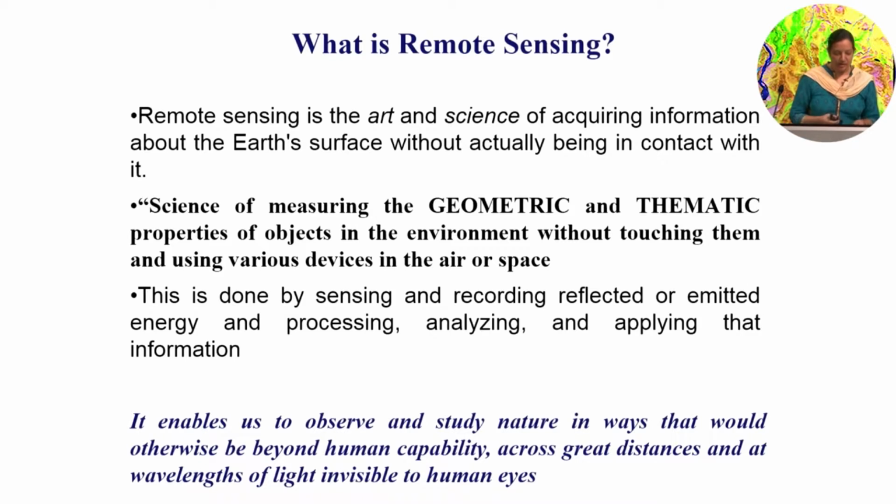So it enables us to observe and study nature in ways that otherwise are beyond human capabilities. We are restricted to visualization in only a certain part of the electromagnetic spectrum. So it enables us to observe things across greater distances and at wavelengths which are invisible to human eyes. There are inaccessible areas we can't even venture into. So remote sensing provides us with platforms, with the facility to acquire information in those areas.